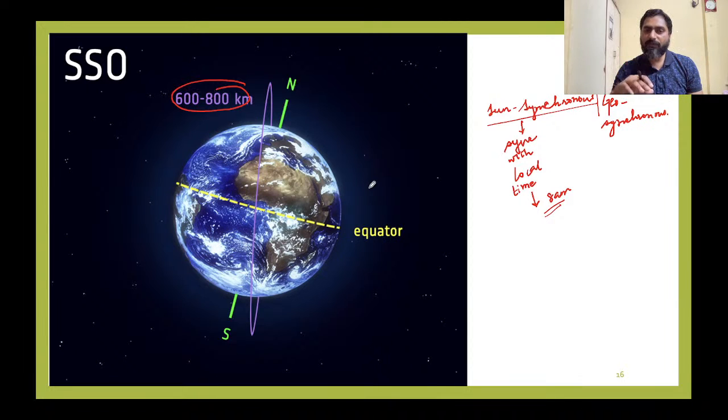It is a form of polar orbit only. It appears to move in the north south direction, and it is in low earth orbit. Here you can see that the altitude is around 600 to 800 kilometers. So that is the uniqueness about your sun synchronous orbit.